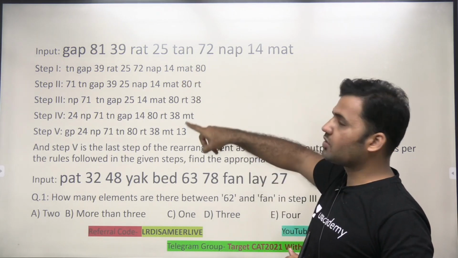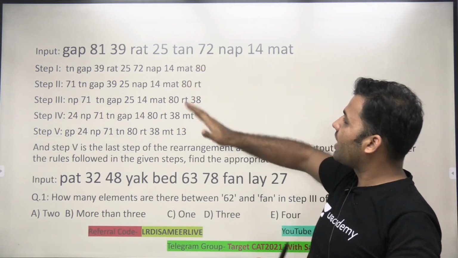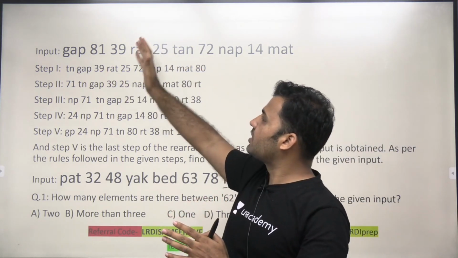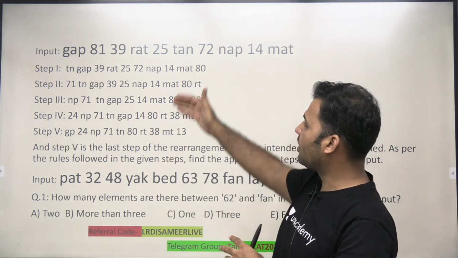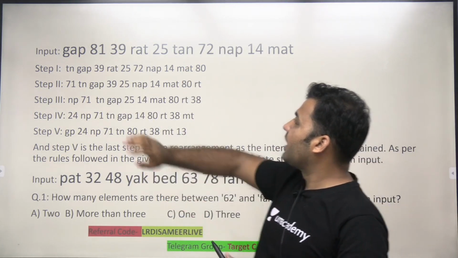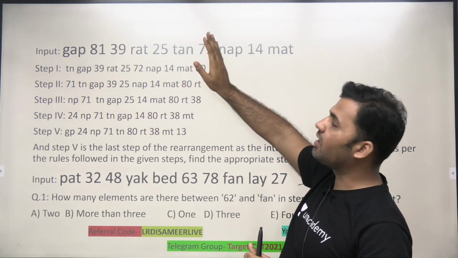all the 5 steps which are given here. You're supposed to observe the pattern, what exactly is happening with the numbers and the letters, right? How the data is getting arranged in all of these steps. You see that here the input is given as a combination of words and numbers.